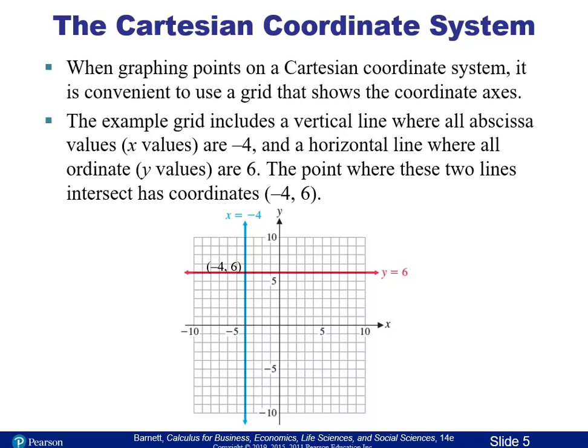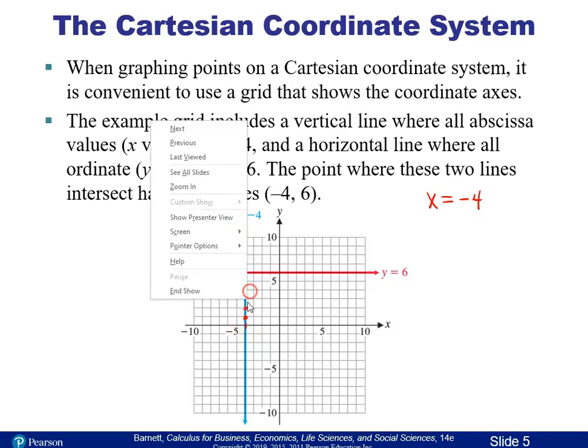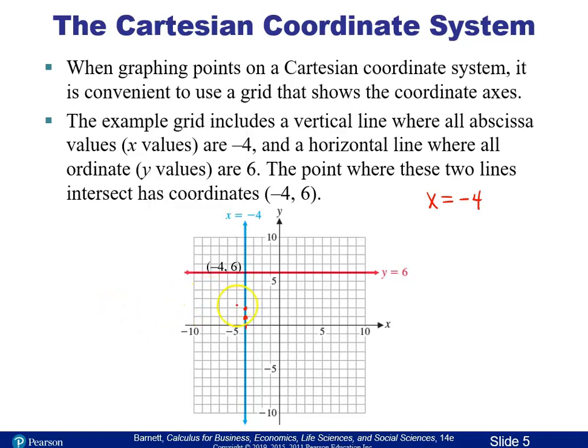Okay, when we're graphing these, we can have special types of lines. One of those special types of lines would be a vertical line. A vertical line is going to be designated with x equals -4. Basically what that's saying is there's a vertical line drawn where x is -4, because if you look at all the points along this line, they all have an x coordinate that's -4. They'll have different y coordinates, but they all have an x coordinate that's -4.